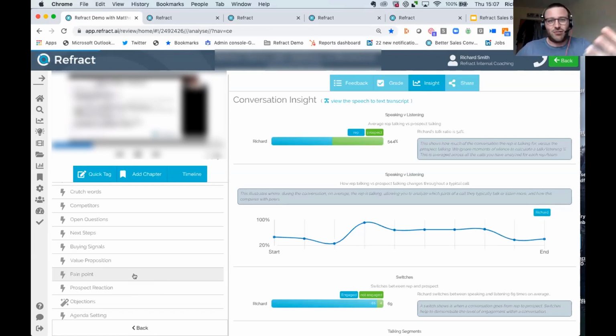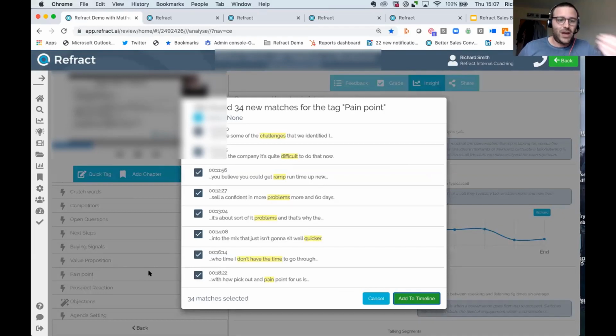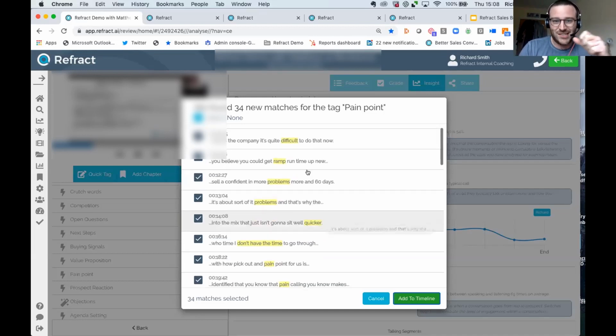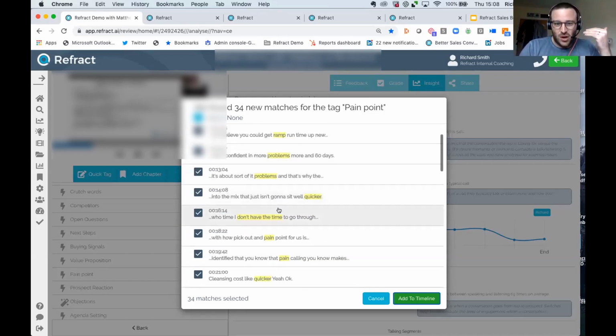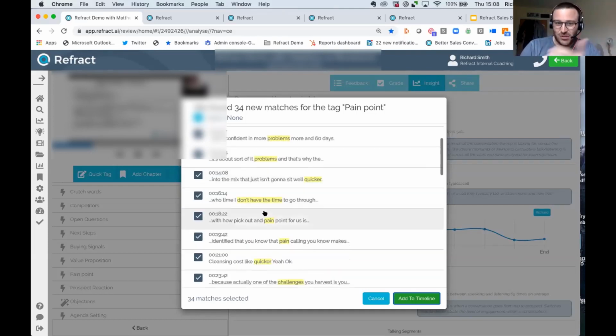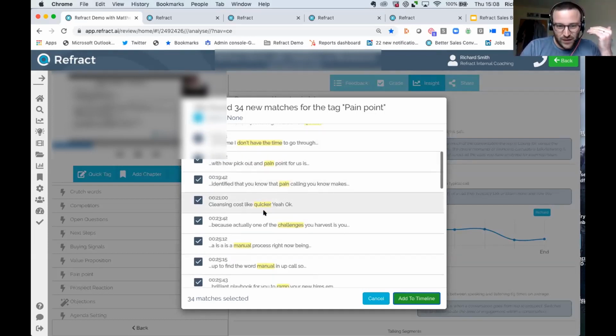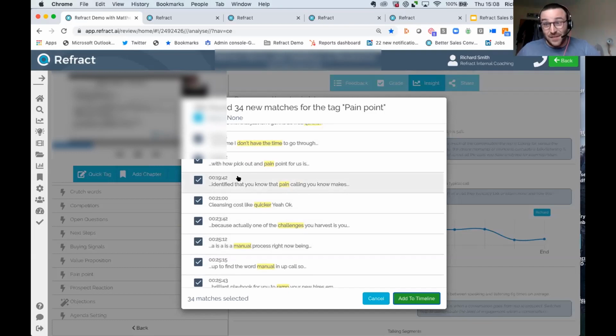So what I do, and this is a good example, is I have a way in Refract of being able to search for specific pain points that were mentioned in my last discovery conversation with this prospect. It's basically finding all of the key points in my conversation of specific things the prospect was talking about. So I can see here the prospect was talking about difficulties of ramp time, of not having the time to go through calls, of manual processes. And these are all the things that I want to make sure I hone in on in my demo.